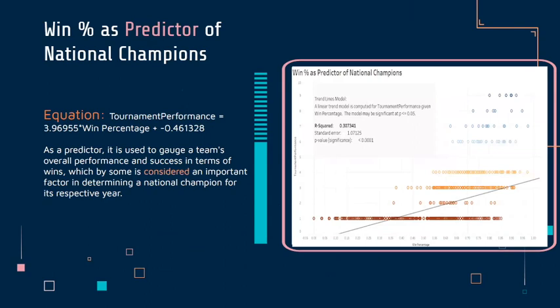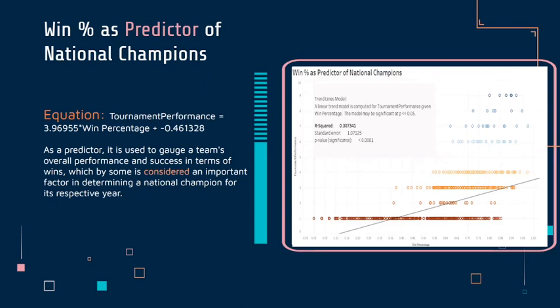All right. So the first one that we'll talk about is win percentage as a predictor of national champions. This was the first of the five questions we set out to answer of individual metrics about how they are indicative of performance in the NCAA tournament, also known as March Madness.